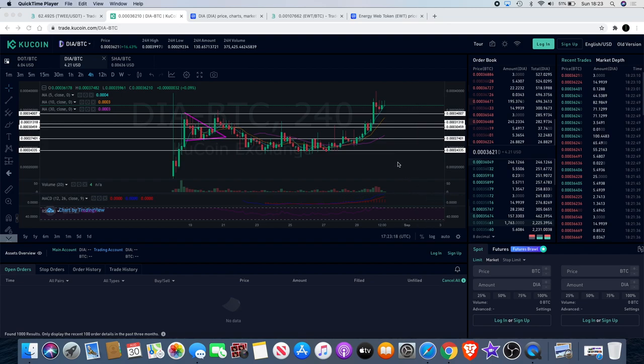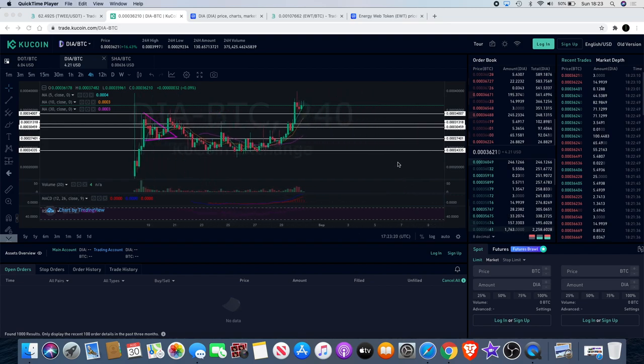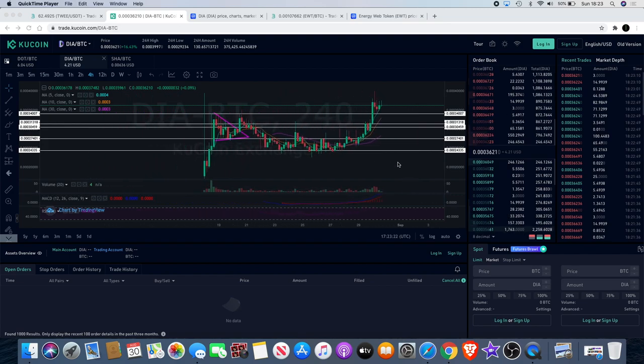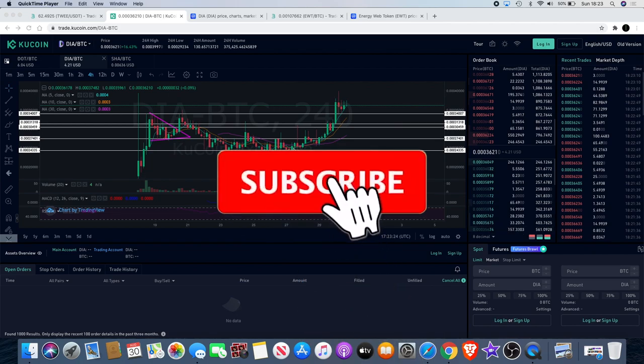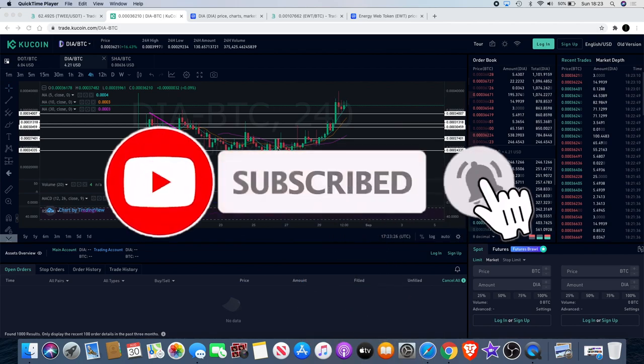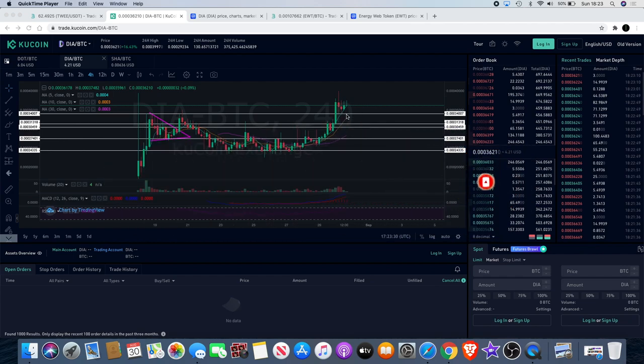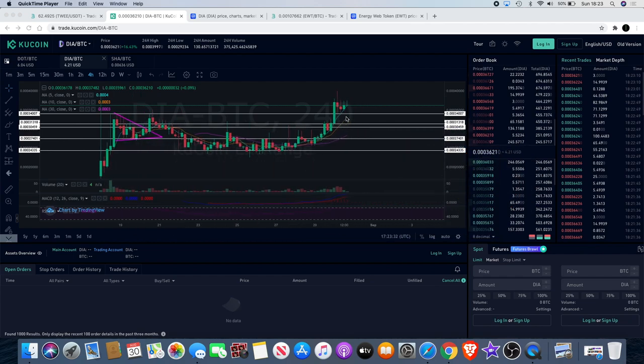Today I want to talk about DIA. Haven't looked at it in about a week, and I'm surprised to see they did get that bounce off my support line down here, and it has actually broken through my top resistance line over here. So that's good to see. Good to see that DIA is coming back after its short-lived pump over here.